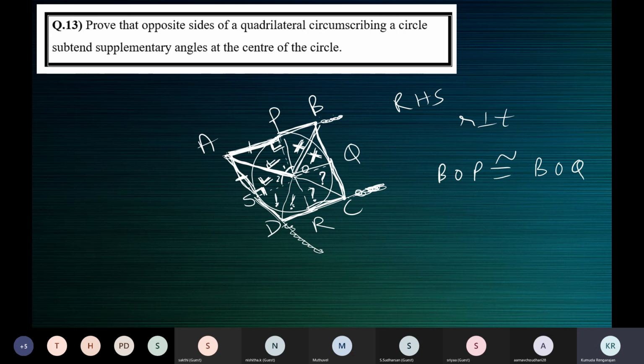Arna will tell us. Arna, show that these two triangles are congruent. I hope you can see what I'm pointing to: this one and this, the two triangles marked with a question mark. Show that they are congruent using the SAS rule.